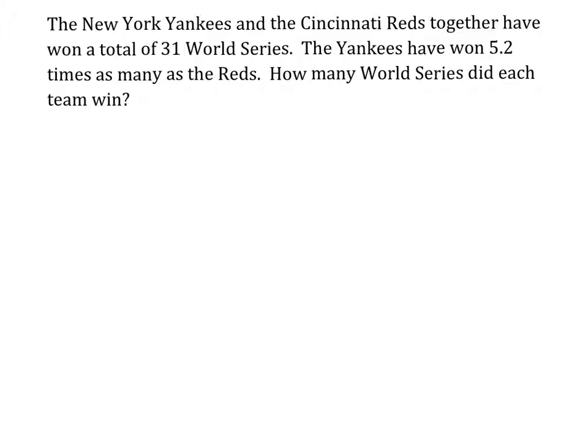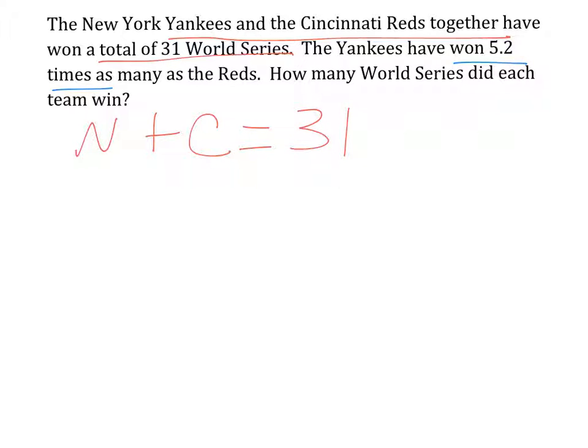So I'm going to use N for the New York, and I'm going to use this first set of information to make my first equation. Plus C for Cincinnati, so the wins New York has plus the wins Cincinnati has is 31 wins. So that's one equation. Then I come into this next series, and I have the Yankees have won 5.2 times as many as the Reds. So 5.2 times C is going to be equal to the number of wins the Yankees have.